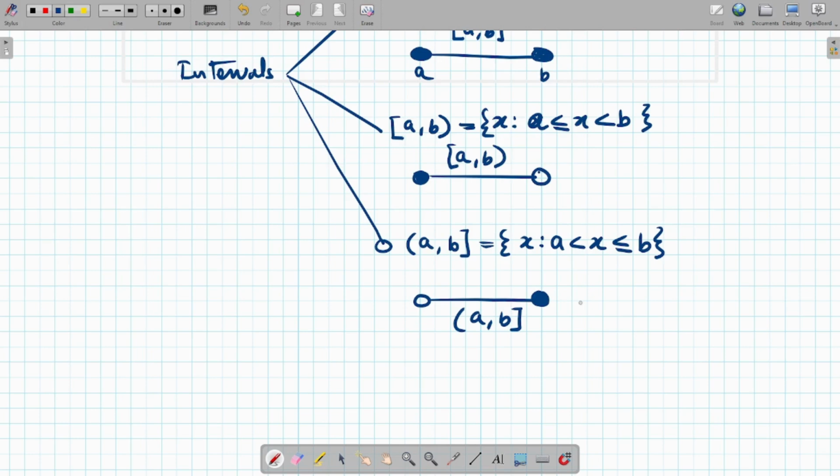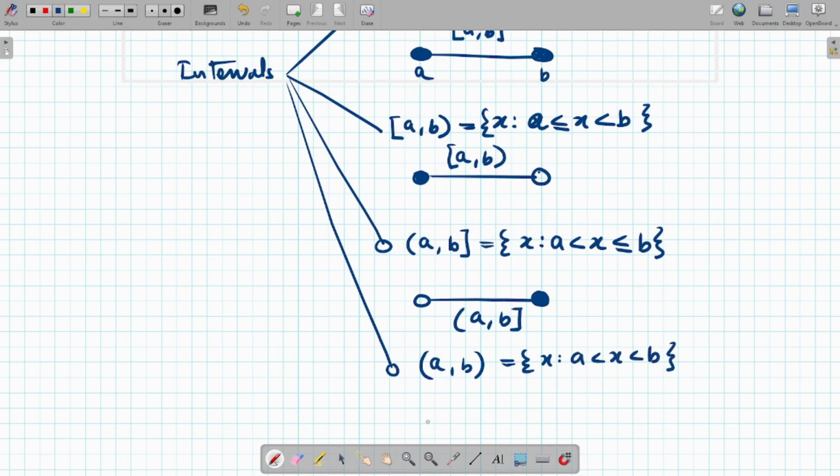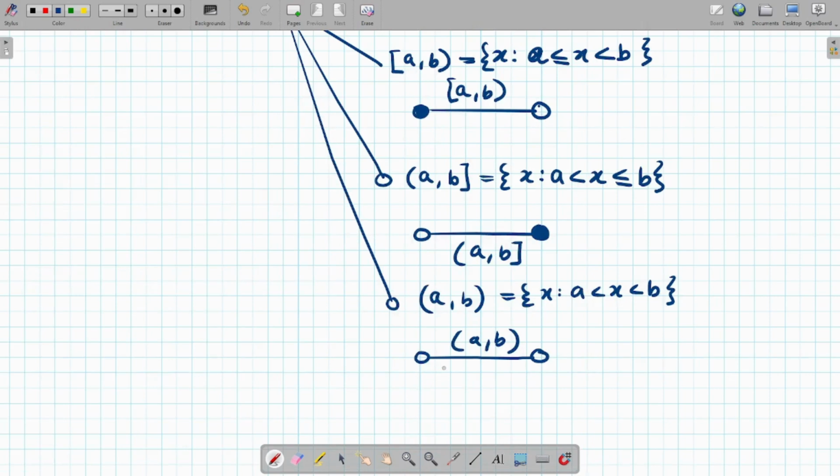And then finally there is this where both sides are open, so we write it like this and we say x such that a is less than x is less than b, and the representation would be both sides are not included or both sides are excluded, a comma b. So these are the 4 types of intervals. We should remember them.